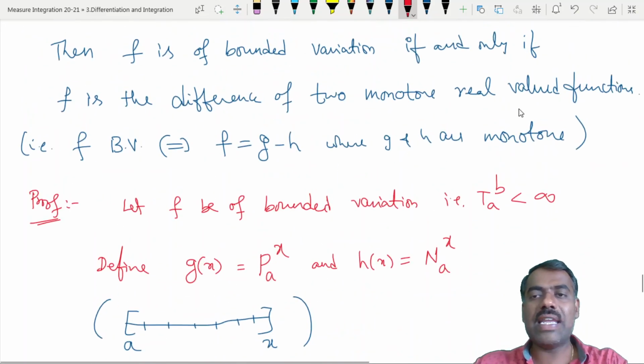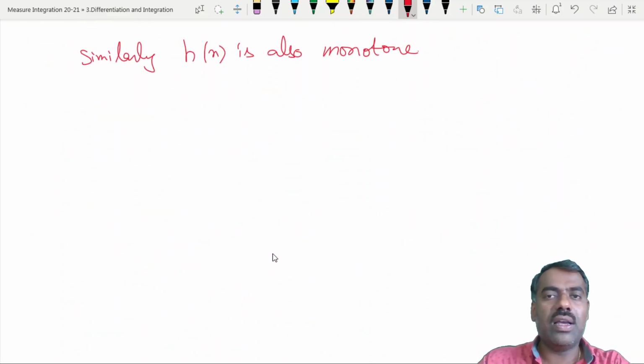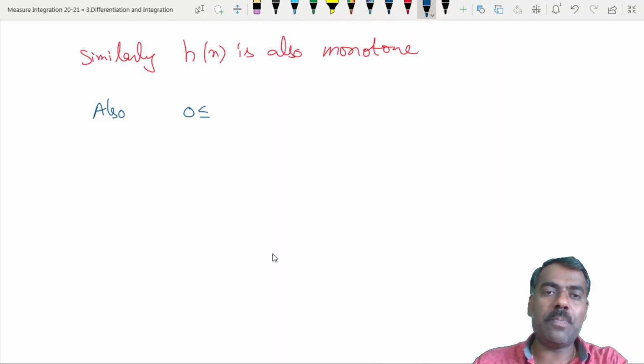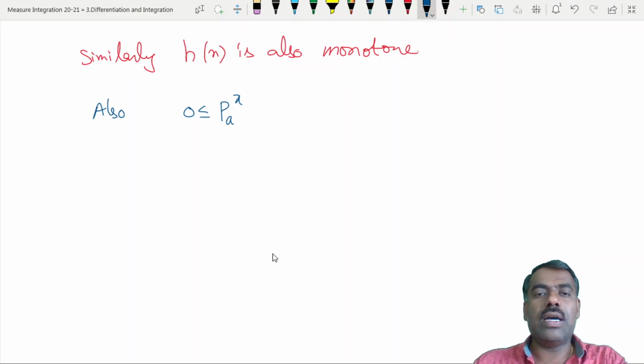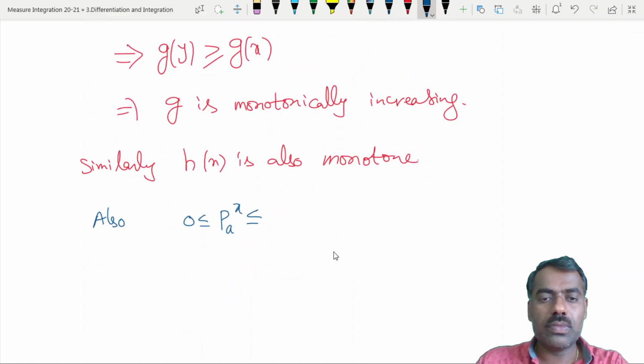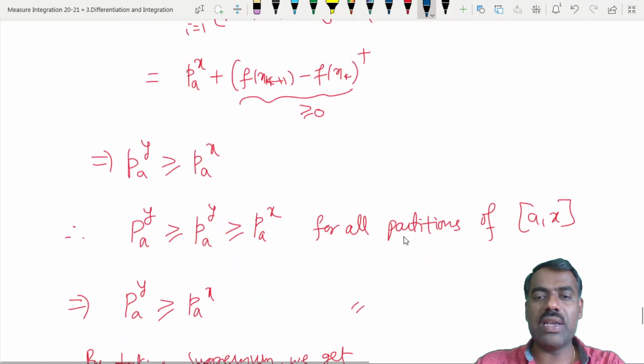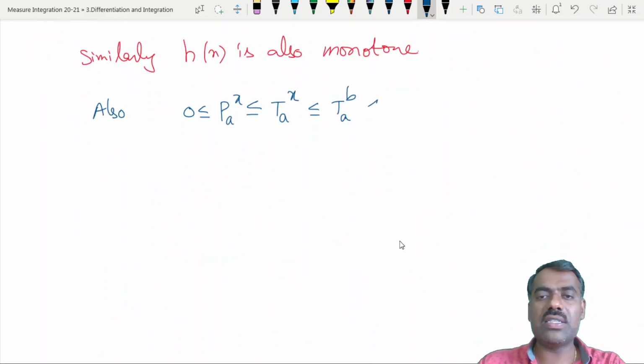Now we want to show that they are real valued. That means they take finite values whenever g of x is there. So for that, you can check that also. Take this capital Pax, which is the supremum of the positive part. So it is greater than or equal to 0, and we know it is less than or equal to Tax, which is less than or equal to Tab. Now because our f is assumed to be of bounded variation, this value is finite.